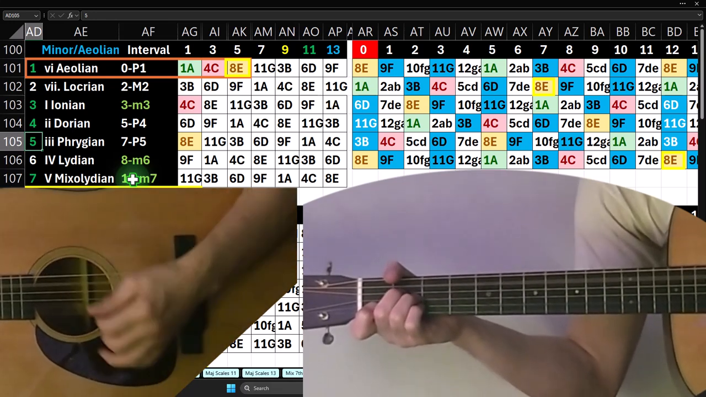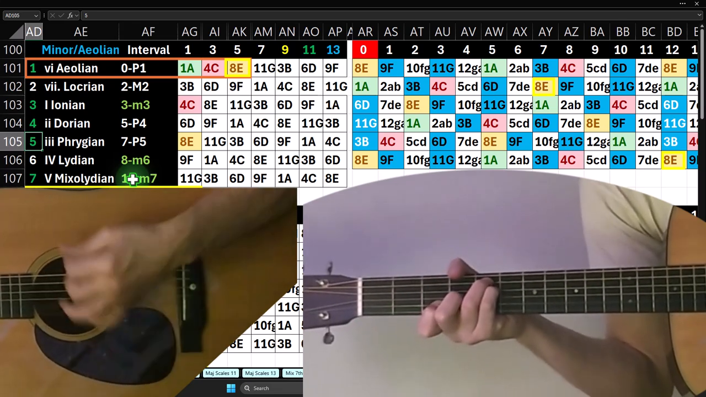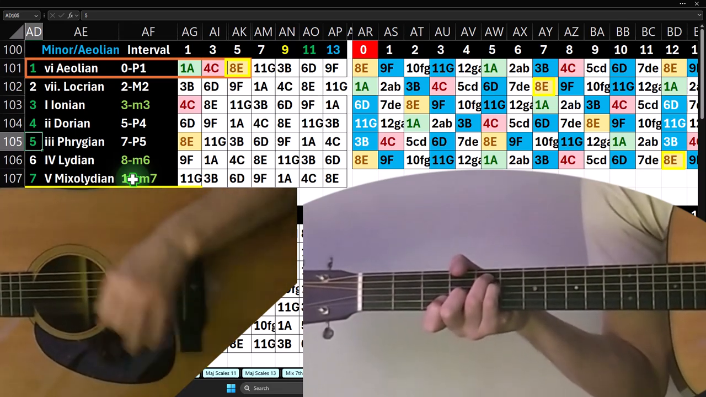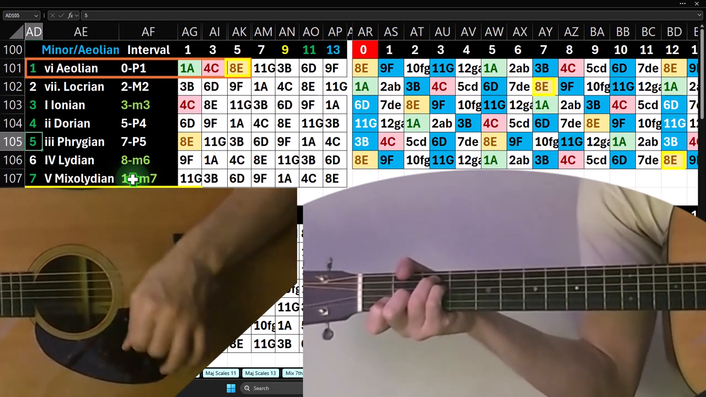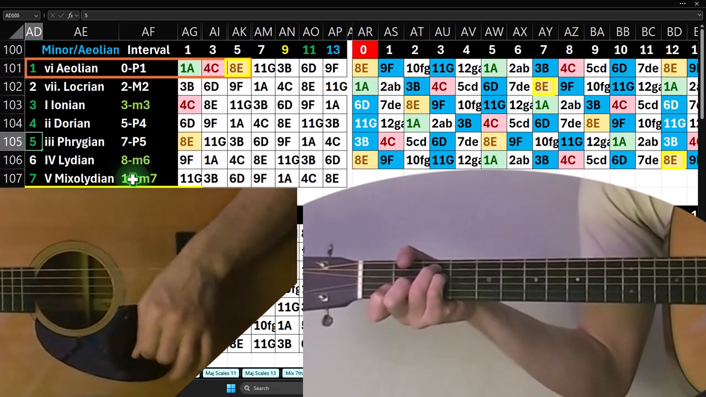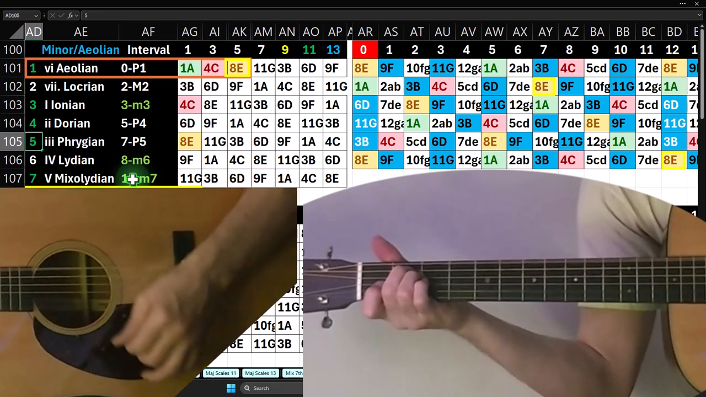So I've got the 1, A minor, the 7, which is going to be the G, the 6, which is the F, and then the 5, but I majored it.